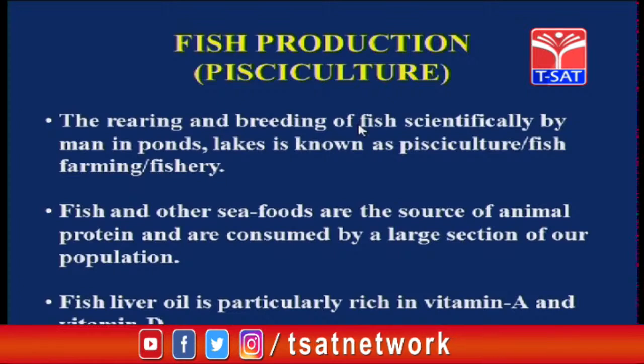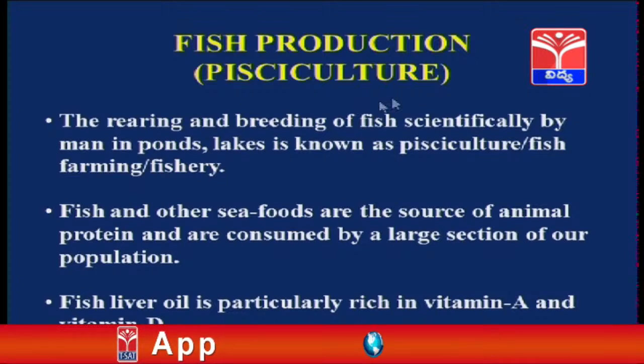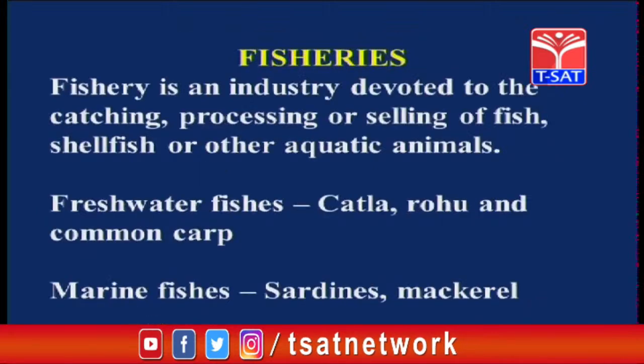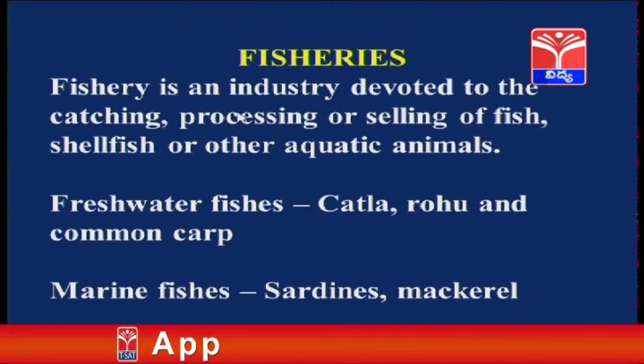Fish and other seafoods are the source of animal protein and are consumed by a large section of our population. Fish liver oil is particularly rich in vitamin A as well as vitamin D. Fishery is an industry devoted to the catching, processing or selling of fish, shellfish, that is molluscs, and other aquatic animals such as crustaceans. There are different types of fishes: freshwater fishes and marine fishes, and you know that our country has a coastal line of about 7,500 kilometers. This is a very lengthy coastal line we have.